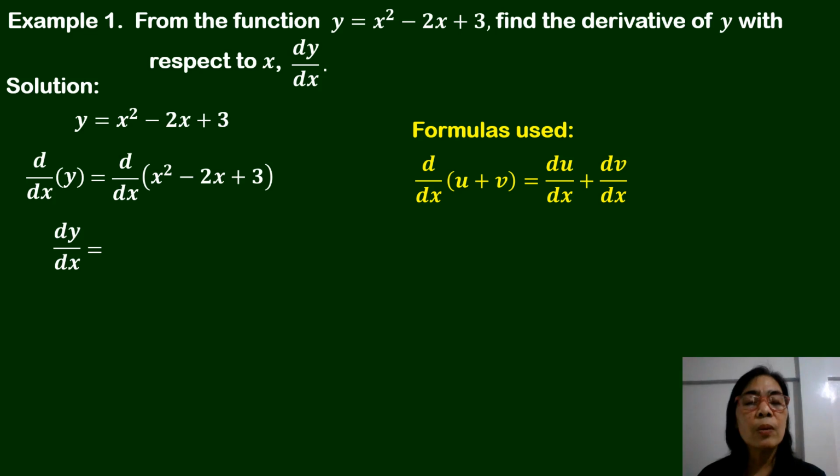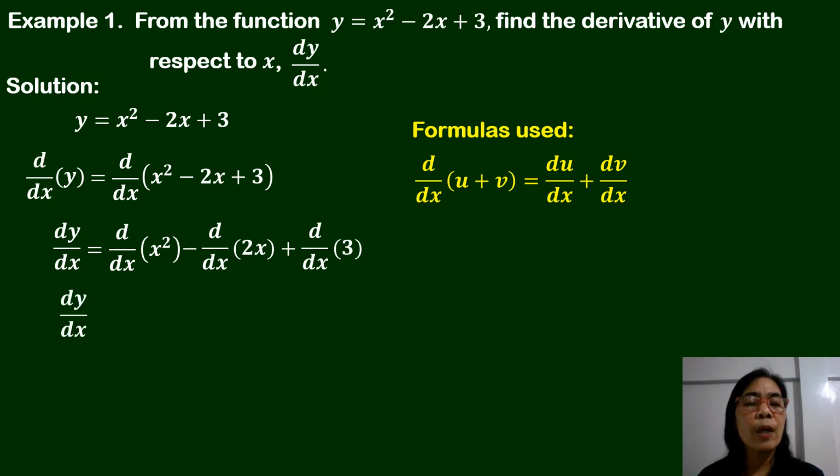So what we're going to do is just get the derivative of each term. So you have the derivative of x squared minus the derivative of 2x plus the derivative of 3. So further, we simplify the function as we have our derivative of y with respect to x is equal to. Notice in the first term, we have here the derivative of x squared.